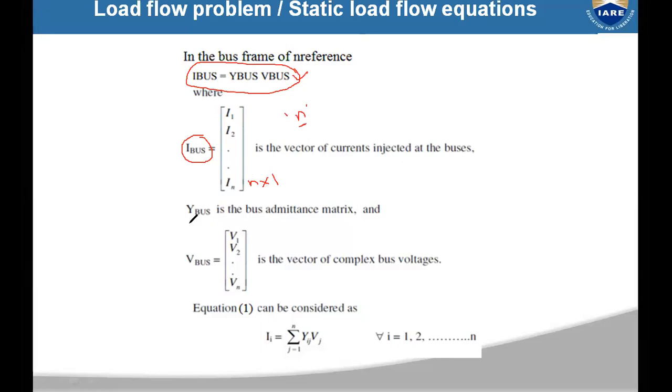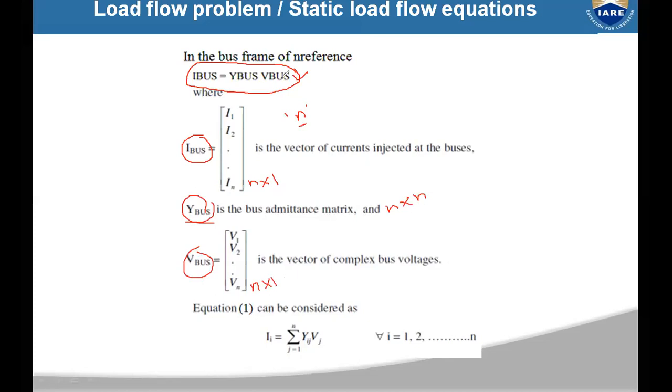Okay, so now Y bus here is the bus admittance matrix, and the order of this Y bus is n by n, right? And V bus is the vector of complex voltages, right? So this is also of the order of n by 1.